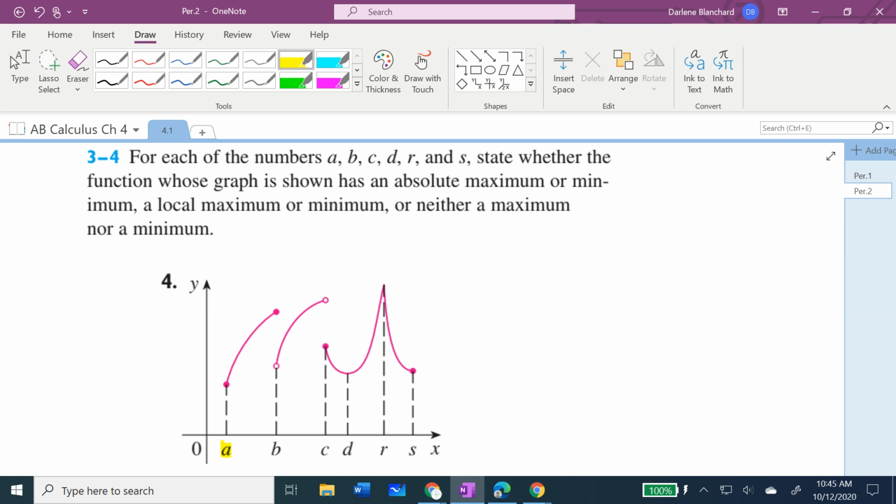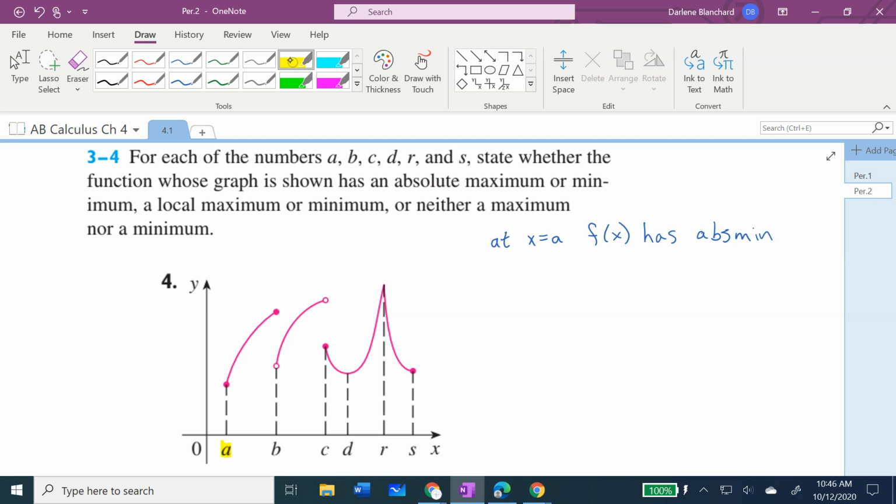Now, visually, does it look like it is the lowest y value? And it is meant to look like the lowest y value. So you can say that at x equals A, this function has an absolute minimum. And sometimes we say absolute, sometimes we say global, sometimes they say just minimum. If the word absolute or local do not show up, assume absolute if they don't put a word with it.